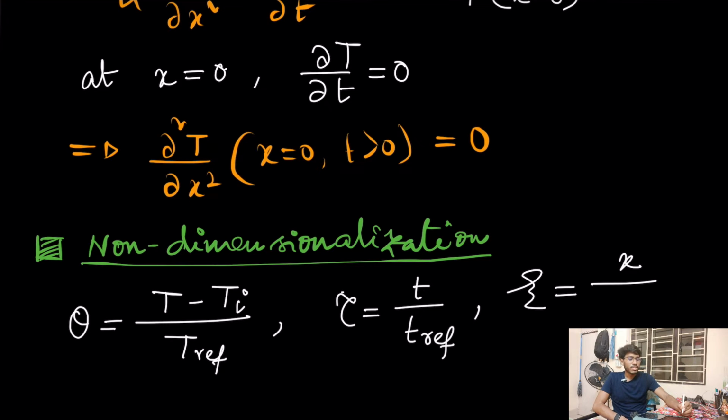But as the style comes, it is very hard to write it correctly. So zeta is x by some x reference. Here the length scale for the problem is delta, and that is time varying. So I can write this. Let me take it as x ref. Clear?